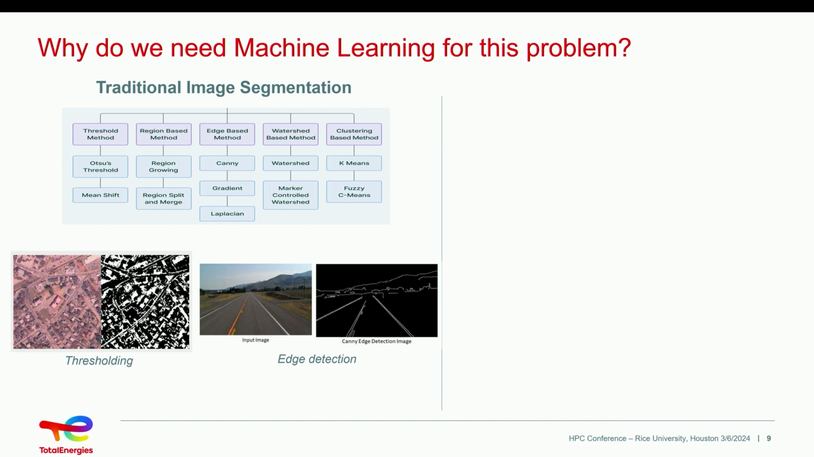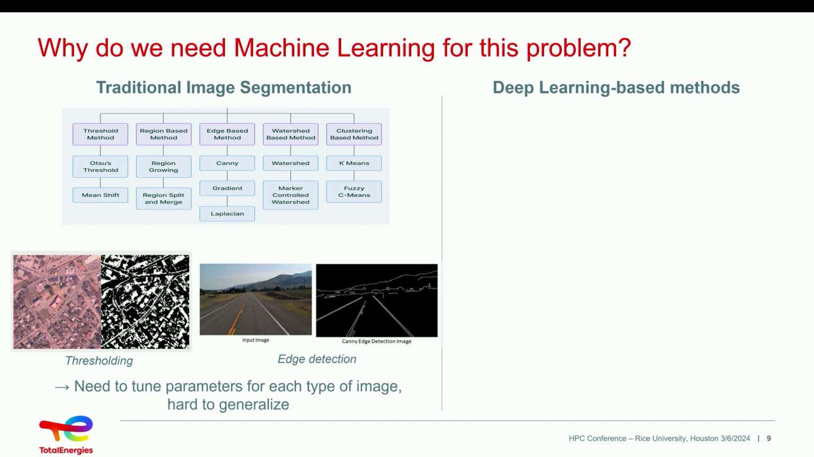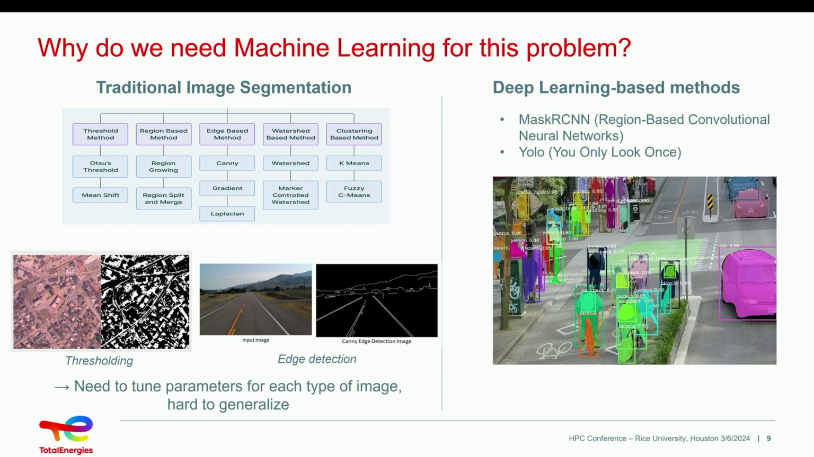You need to hardcode some parameters. And so for each type of image, you will have to find the correct parameter. So it's not really scalable, and the quality sometimes is pretty poor. So that's why we moved to deep learning-based methods, which are models that you train and that set the parameters by themselves, and you can get a good quality for object detection, classification, and segmentation.